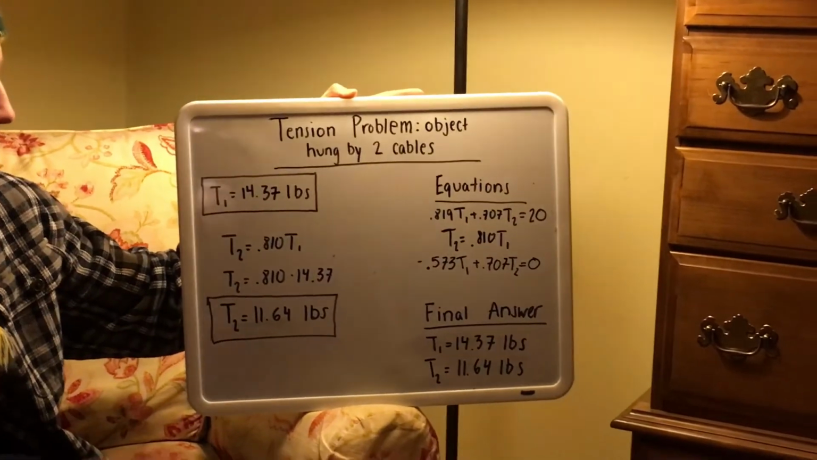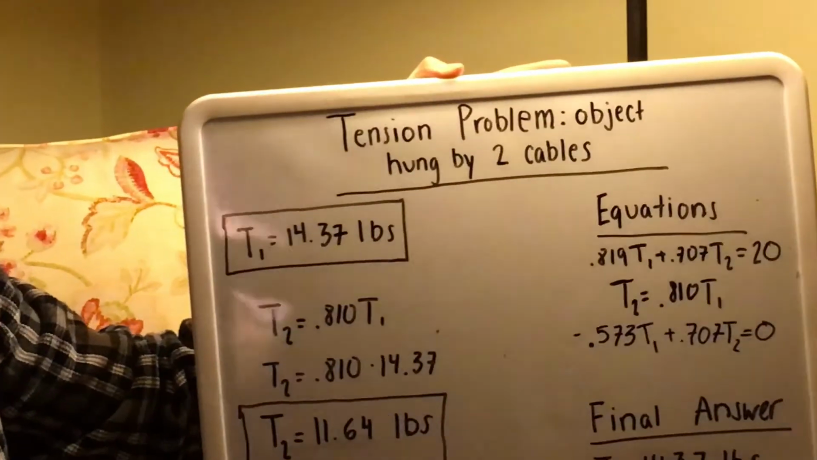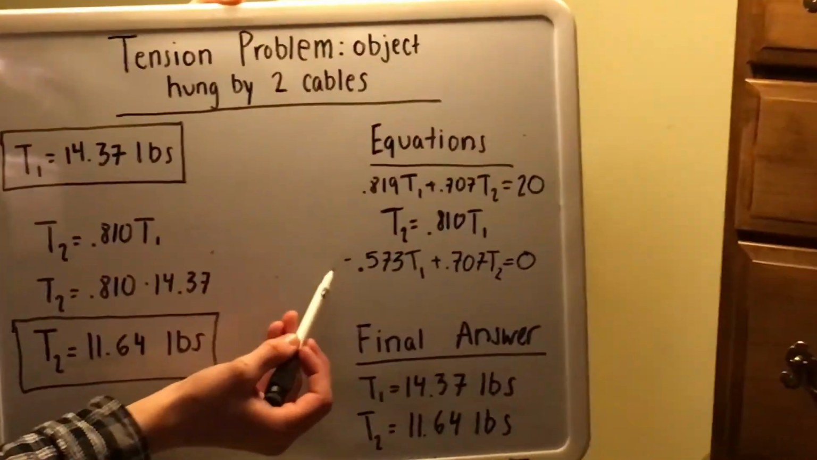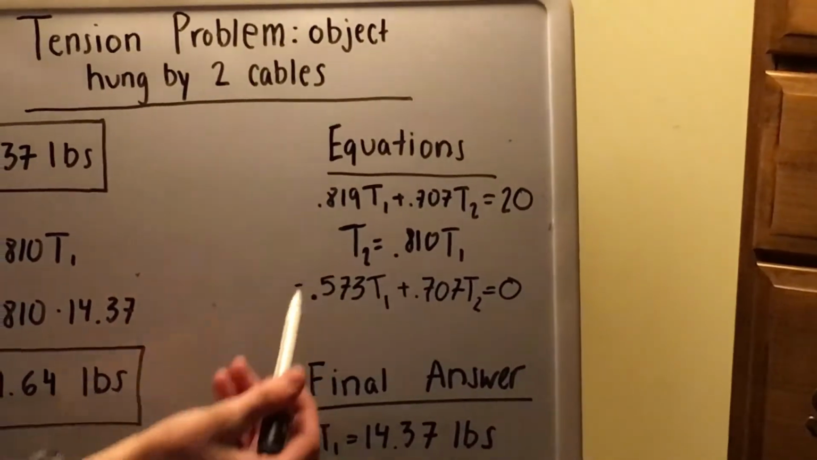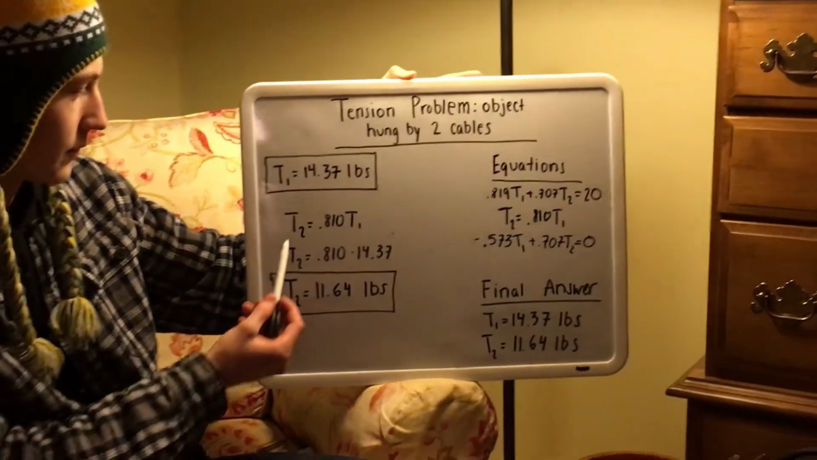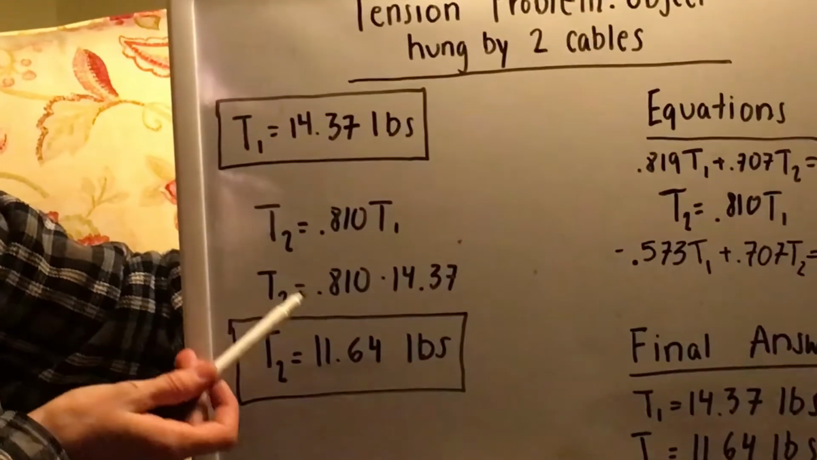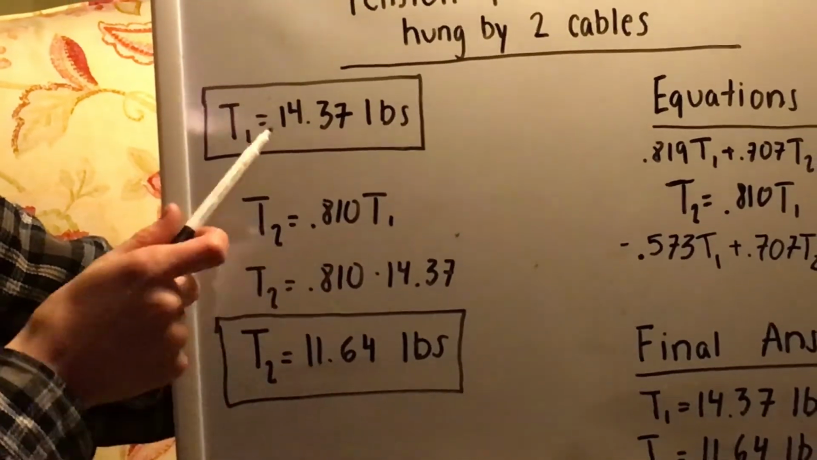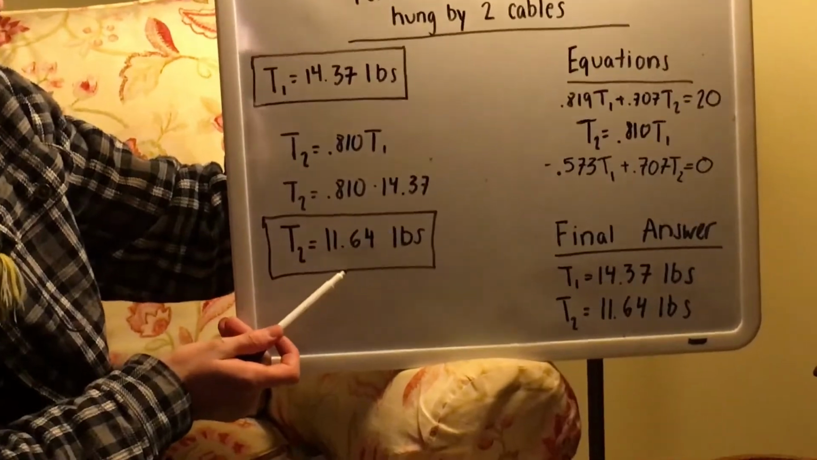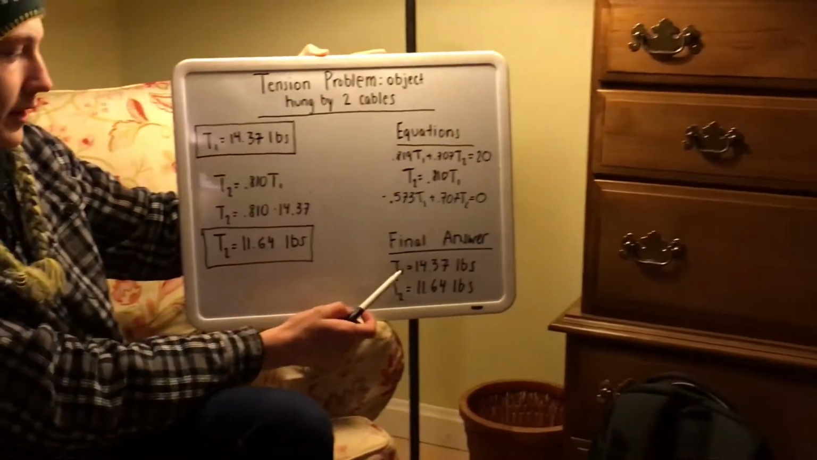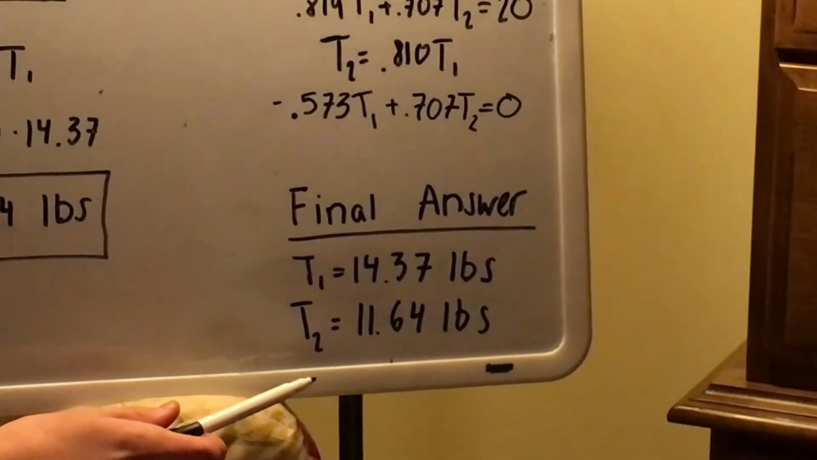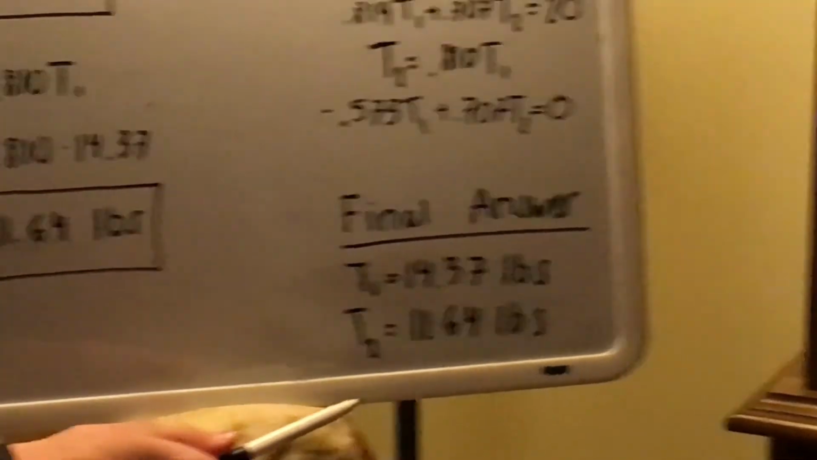Now that we've found that T1 equals 14.37 pounds, we can plug the T1 into any one of these equations. I picked T2 equals 0.810 T1 just because that's the easiest one. So over here, I simply plugged in 14.37 pounds for T1 and multiplied it by 0.810 to get 11.64 pounds. Our final answer would then be T1 equals 14.37 pounds and T2 equals 11.64 pounds. And don't forget your units.